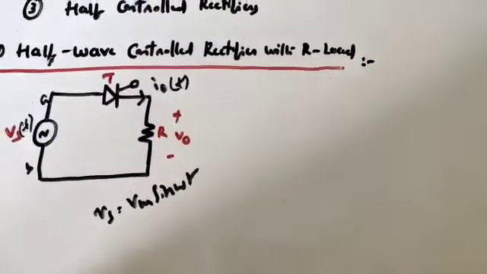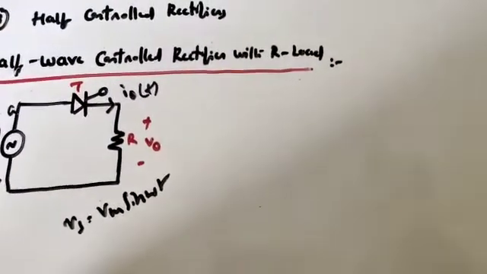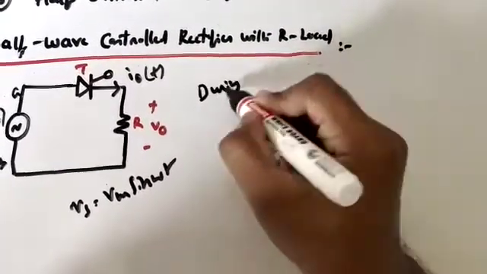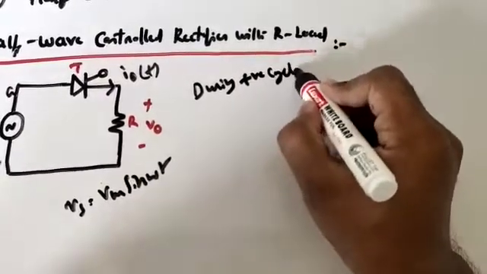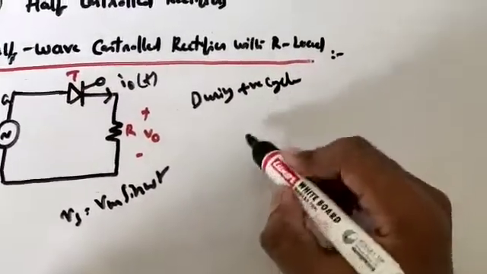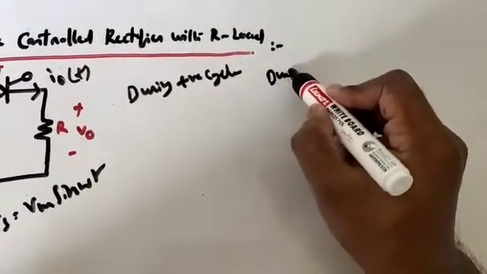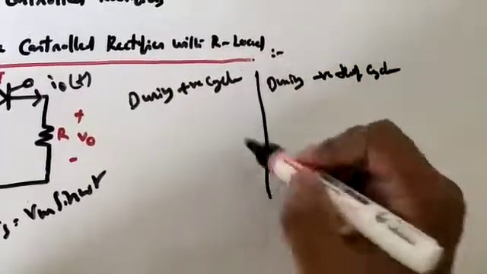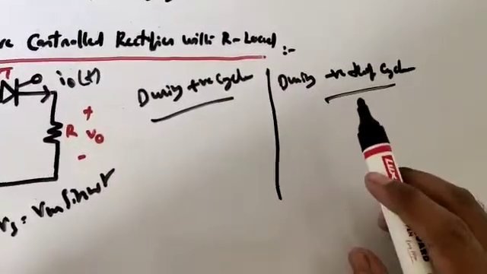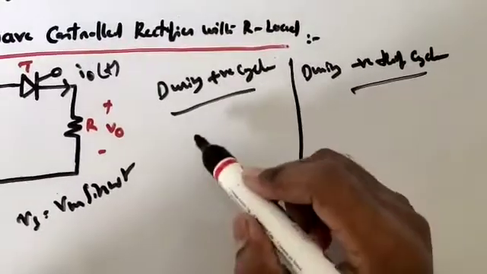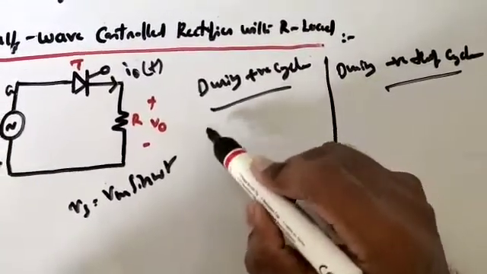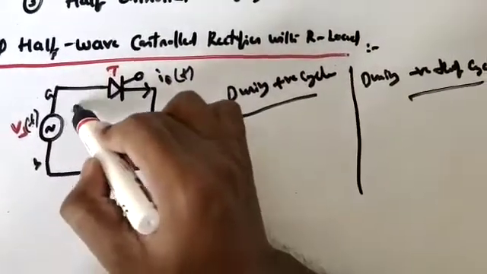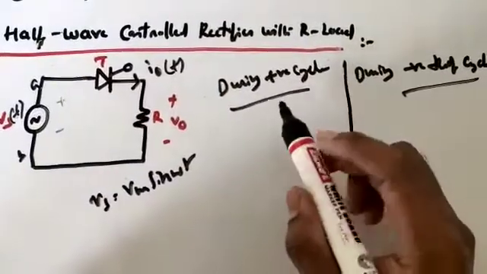In drawing any kind of waveform, you have to remember two important things. One, what happens during the positive half cycle, and two, what happens during the negative half cycle. During the positive half cycle, the anode A is positive with respect to the cathode. So during the positive half cycle the polarities will be like this.